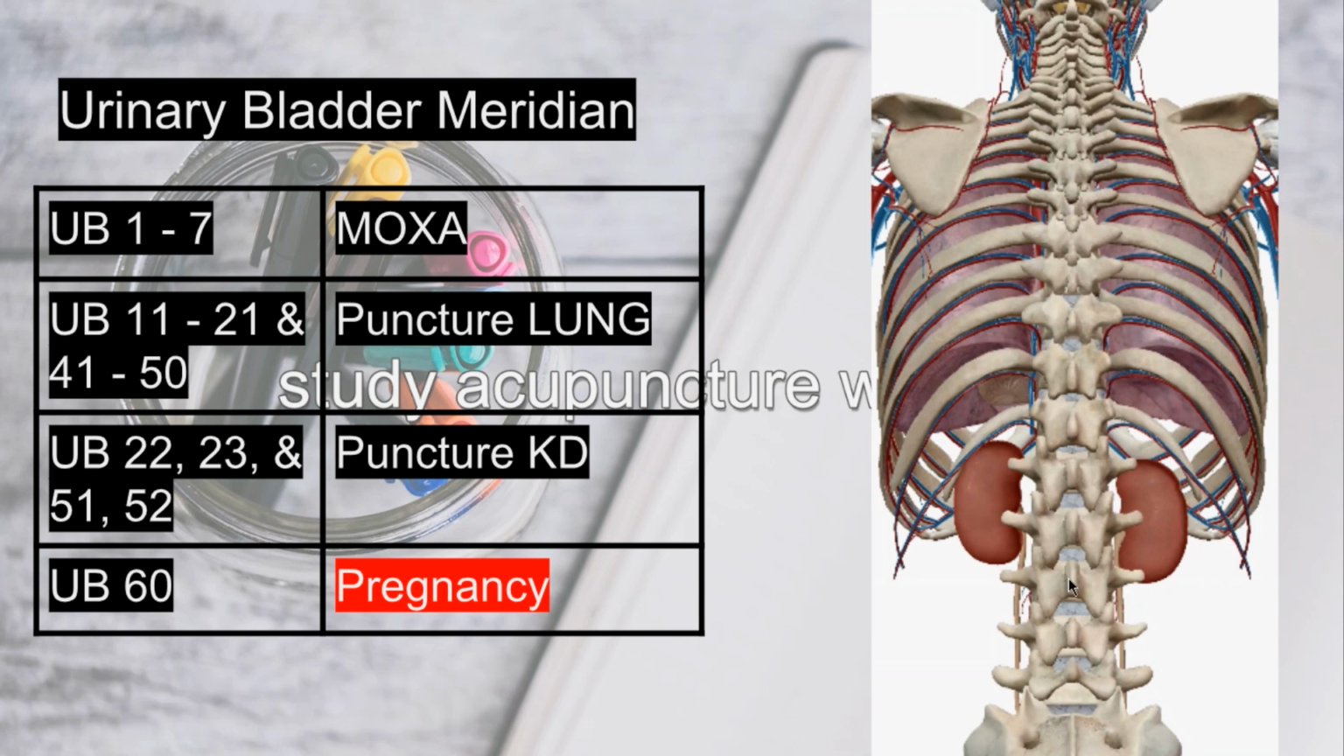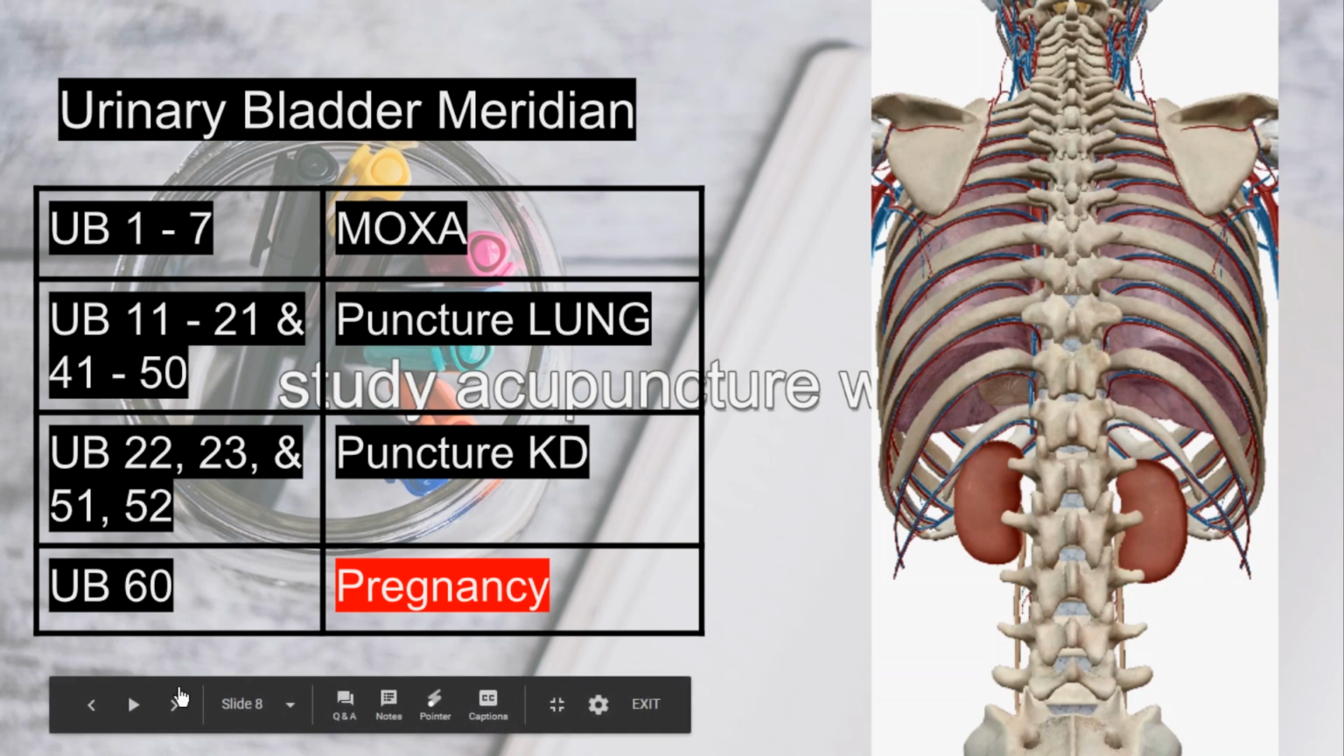And then UB60, which is called Kunlun. And today someone joined our Study Acupuncture Facebook group, and I noticed that they work at Kunlun Acupuncture Clinic, which I thought was a cute name. So Kunlun is the Jing River. It's the fire point of the bladder channel. It's located behind the ankle joint, between the lateral malleolus and the Achilles tendon. And this one is contraindicated in pregnancy.